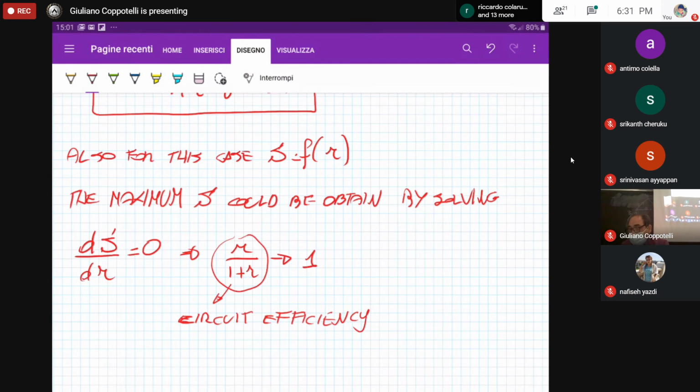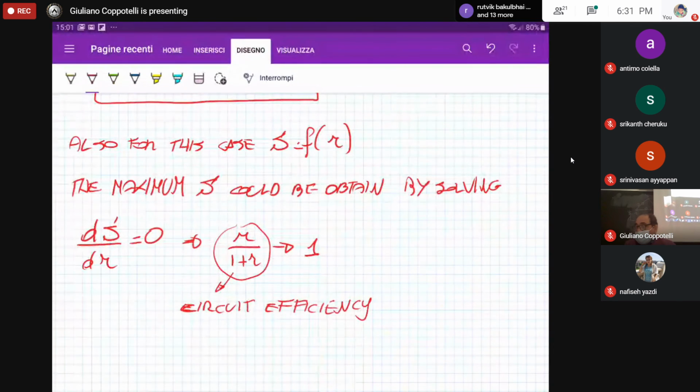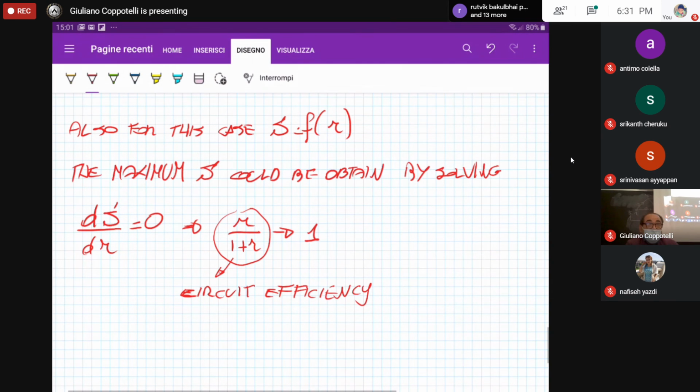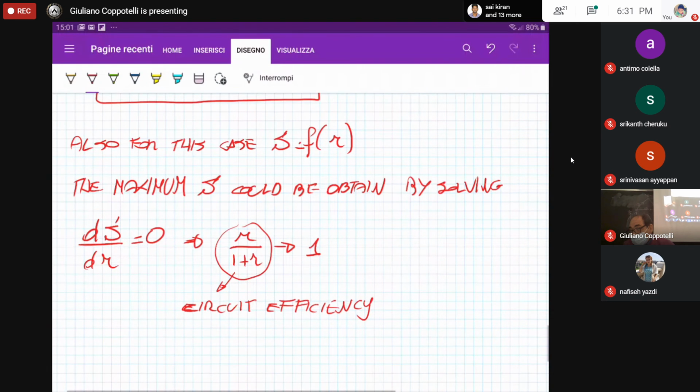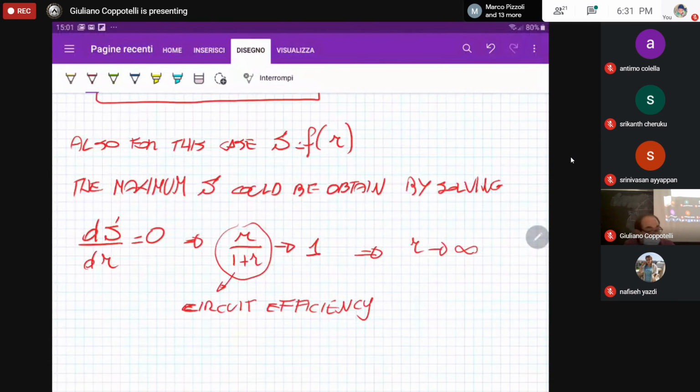Just to discuss a little bit of this, if R over 1 plus R is about 100%, that means that R is practically 1. And indeed, when we have this value, that means that R is going to have infinite values.